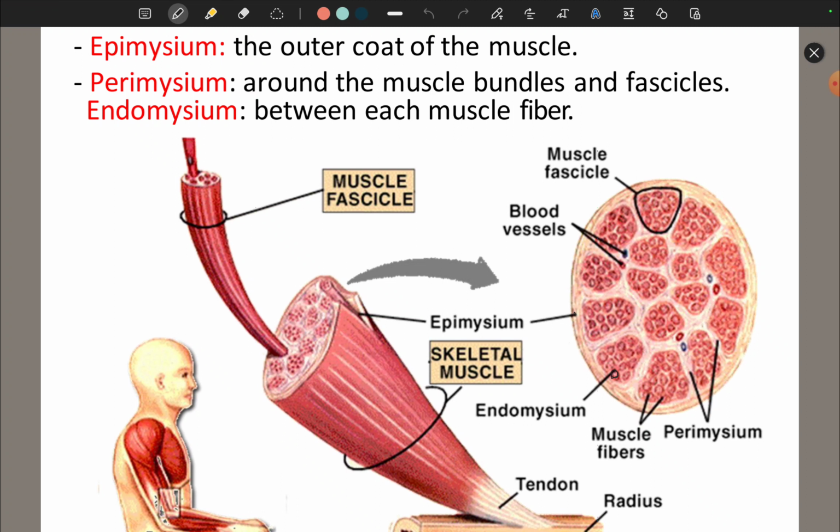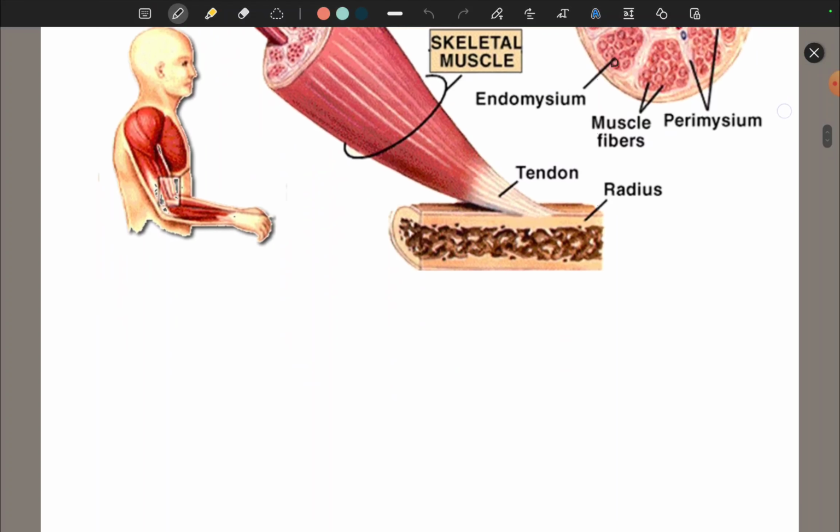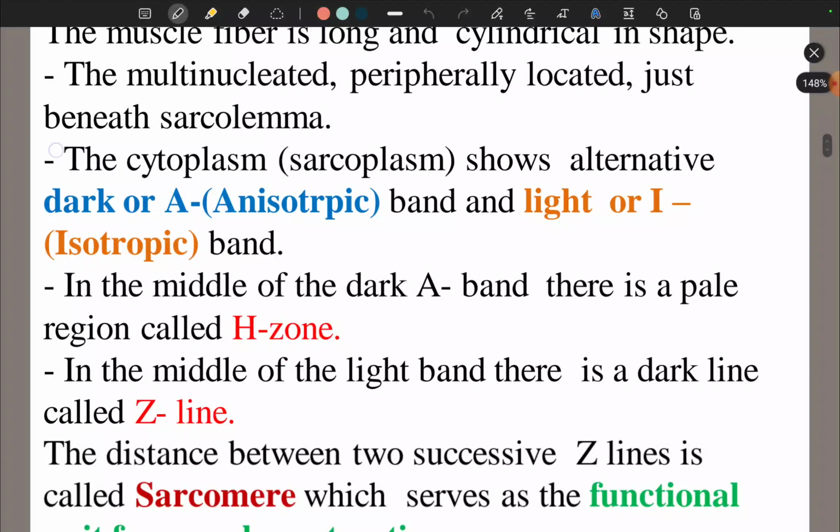The muscle fiber is cylindrical, and they are multinucleated. As seen here, this is the elongated muscle fiber. This is a muscle fiber here. Striation here, with light and dark bands. And the nuclei are peripherally located, multinucleated.